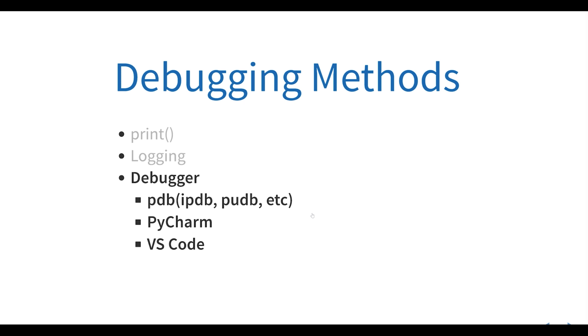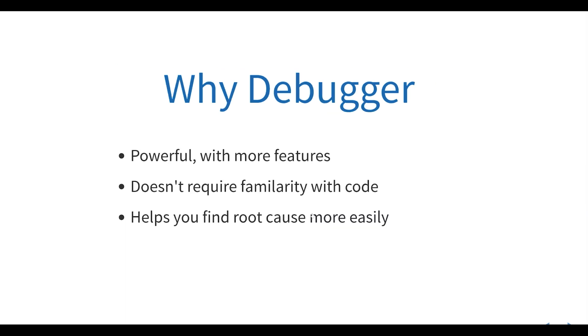Finally, there's debugger. So debugger is, with no doubt, the most powerful way to debug, and it has the most features. It doesn't require familiarity with code. You can just step through the program from the entry point. It can help you find the root cause more easily because you can set breakpoints and look at the values of those variables.